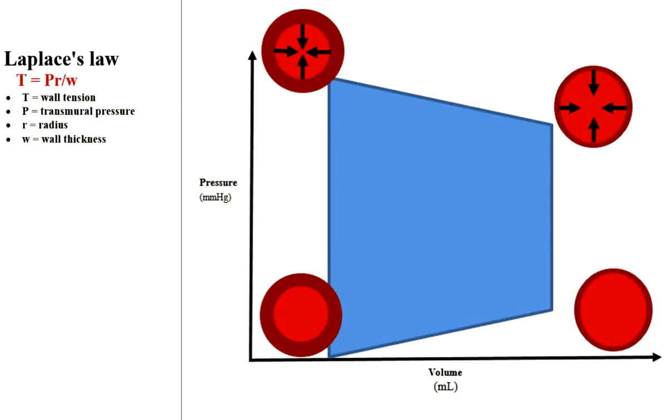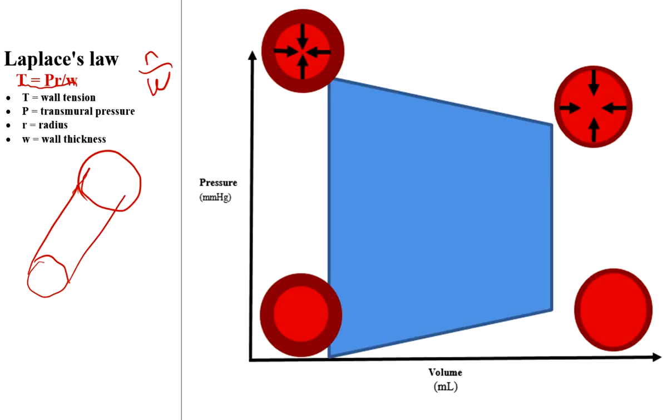The next thing is Laplace's law, and here's the equation right here. T equals PR divided by W. T is wall tension, P is transmural pressure, R is radius, and W is wall thickness. One thing I want to point out before I start is that that is actually the equation for a tube. It's a little bit different with the heart, but the main thing to know is the R over W relationship, which is illustrated here on the diagram.